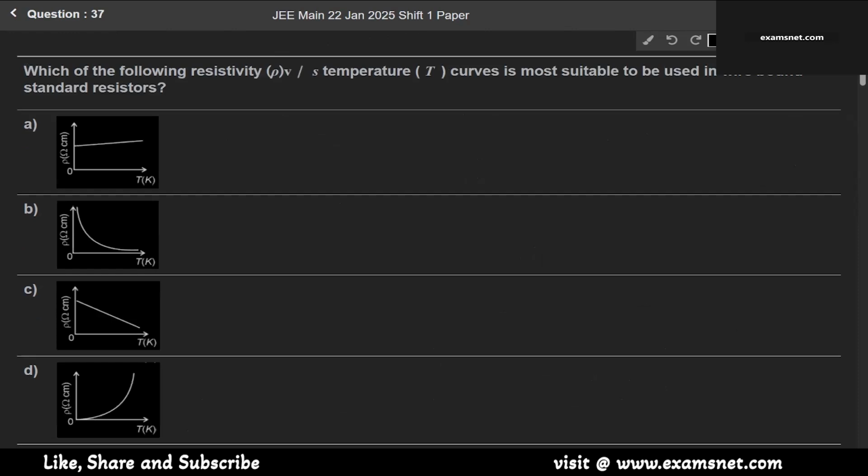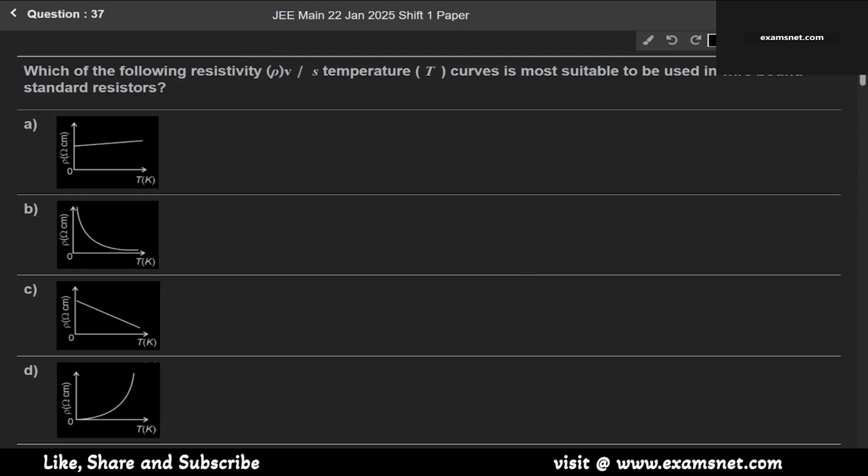Now next question 37. Which of the following resistivity rho versus temperature T curves is most suitable to be used in the wire bound standard resistance?